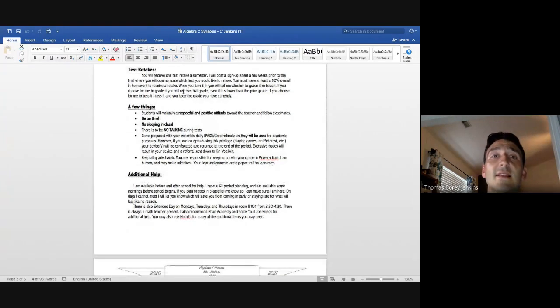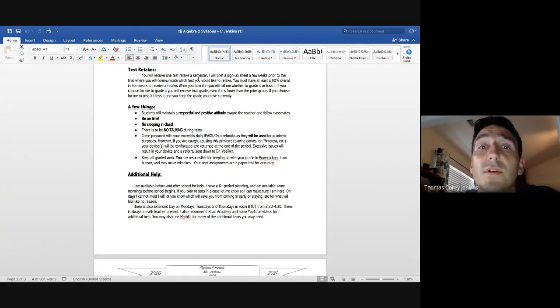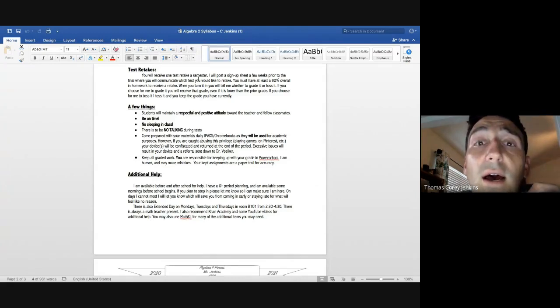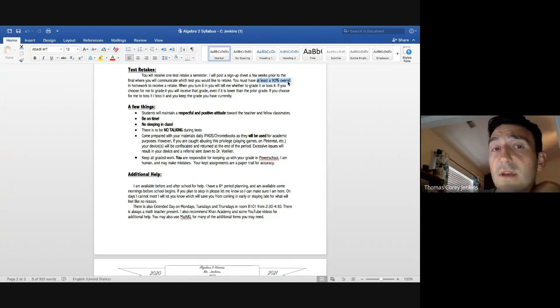Test retakes. You will receive 1 test retake per semester. Okay, so 2 per year, up to 2 per year. I will post a sign-up sheet a few weeks prior to the final where you will communicate which test you would like to retake. There are some things that you have to do to be able to retake it. Here's a big one. You must have at least a 90% overall for your homework grade for that semester. Okay, so you gotta have kept up on your homework.